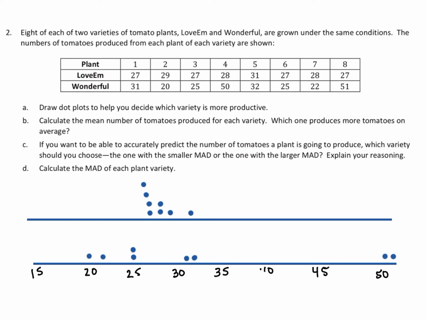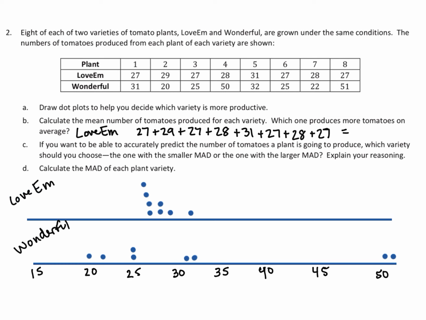Okay, part B says to calculate the mean for the tomatoes produced in each variety. To find the mean, we have to add up each of those values and divide by 8 because there are 8 values in each. First, start by finding the total for the Love 'ems. And the total comes out to 224.